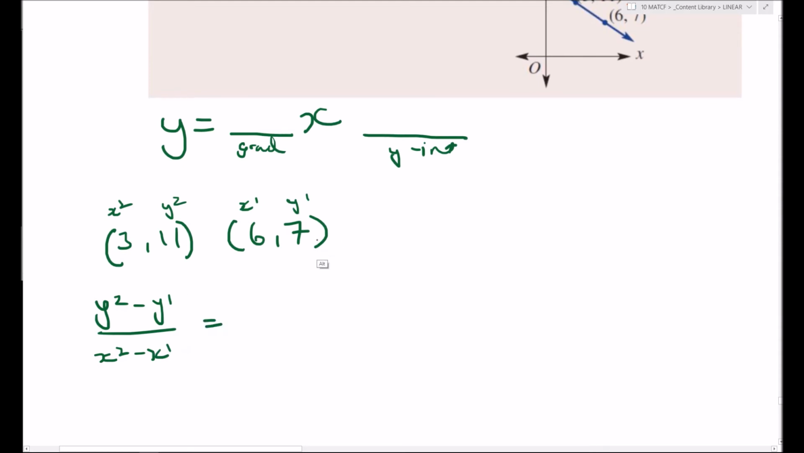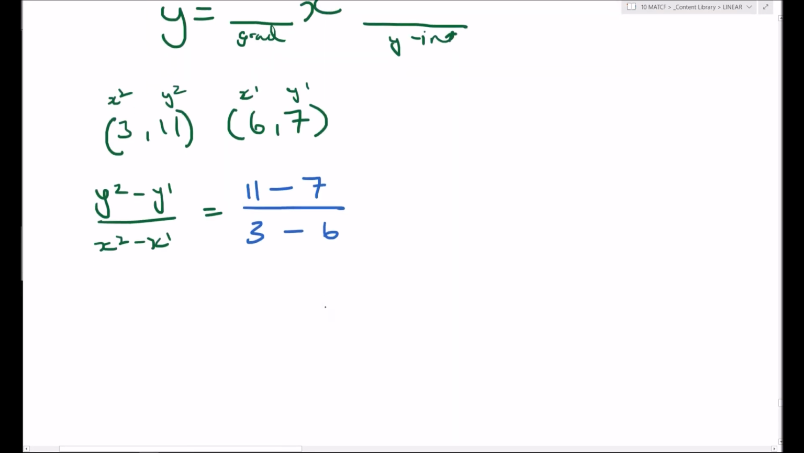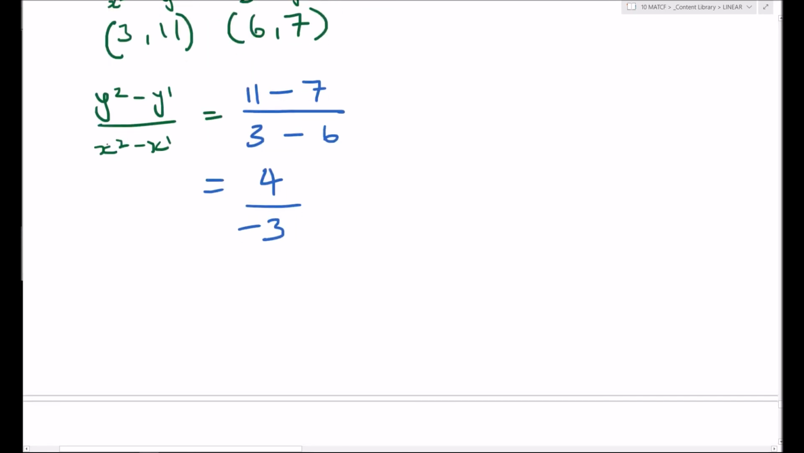All right, so let's work this out. y2 minus y1. So it's going to be 11, take away y1, which is 7. x2, which is 3, take away x1, which is 6. We're going to have a funky number here, but that's okay. 11 take away 7 is 4, and then 3 take away 6 is negative 3. So my gradient, I can't simplify that any longer, but my gradient is negative 4 over 3.